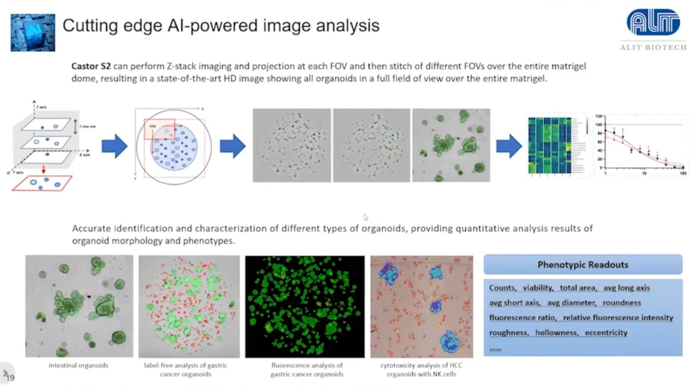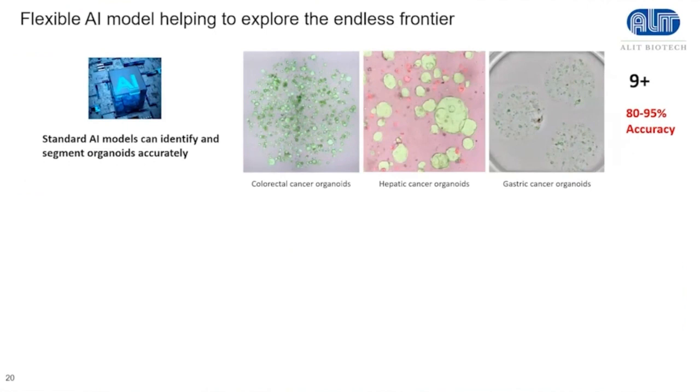For both bright field and fluorescence images, our AI algorithms can perform accurate analysis and provide multiple morphological quantitative data, including organoid number, viability, total area, average diameter, relative fluorescence intensity, and so on. CAST-S2 has standard AI algorithm models built into the software, which is currently compatible with more than 9 common organoid types, including colorectal cancer organoids, hepatic and gastric cancer organoids. Recognition accuracy can reach more than 80%, and some of them can reach 95%.